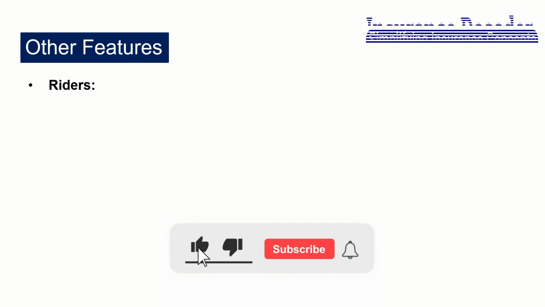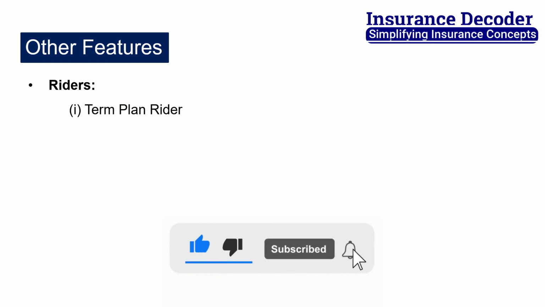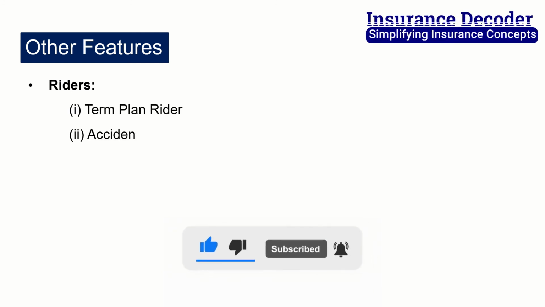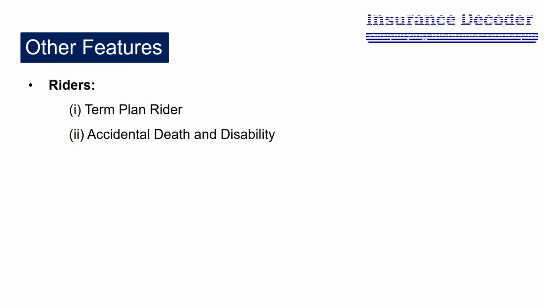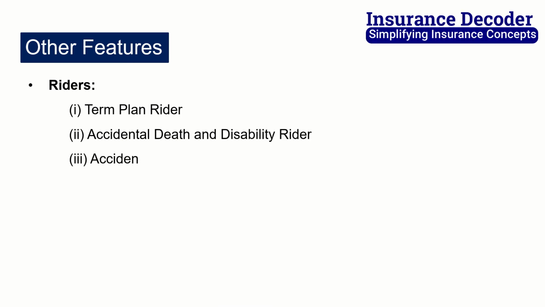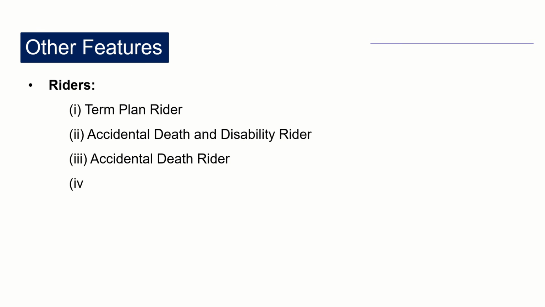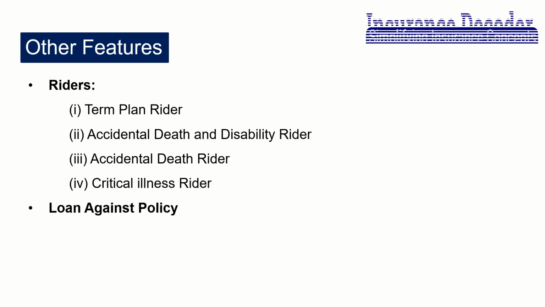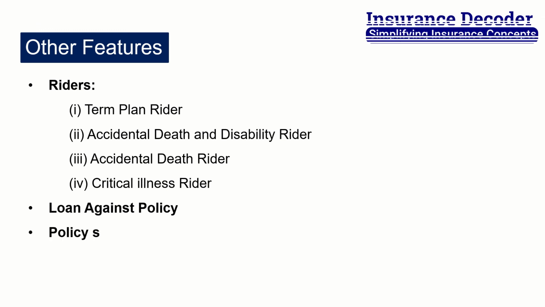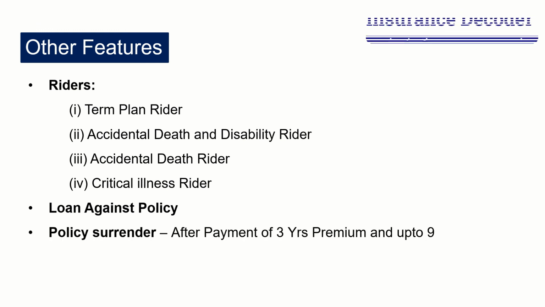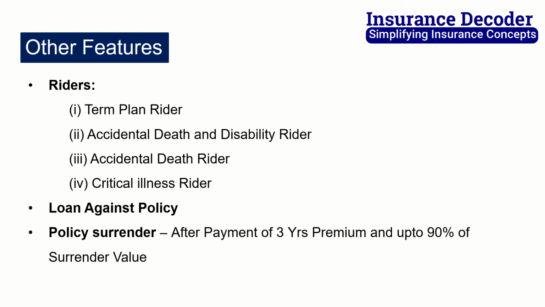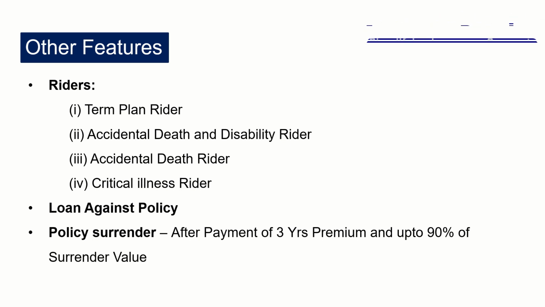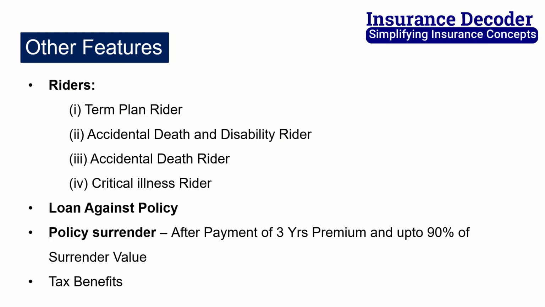Other features of the policy: riders. With this policy, you get different riders. First rider is term plan rider. Second rider is accidental death and disability rider. Third is accidental death rider. And fourth is critical illness rider. You can also take a loan against this policy, and you can get the surrender of the policy. If you want to surrender the policy, you need to have paid at least 3 years of premium, and you also get the tax benefit under this policy.